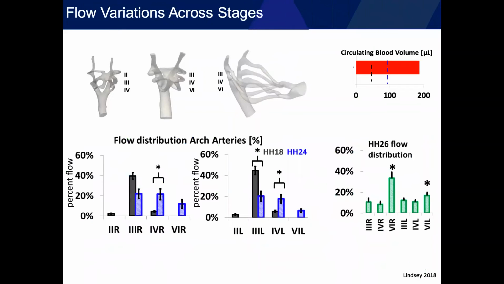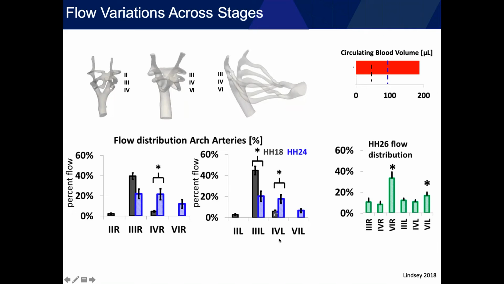And then here's how the flow distributions for the arches changed across the stages. It was most significant with the 4th right. The 4th right is what will form part of the aortic arch. It's the 4th right in the avian model, it's the 4th left in the mammalian model, but it's always the 4th arch. And then also in the 3rd left and the 4th left as well.